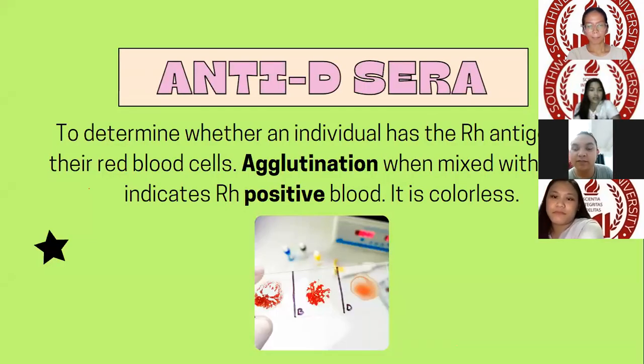To determine whether an individual has the Rh antigen on their red blood cells, aggregation when mixed with blood indicates Rh positive blood. These sera are crucial components of blood typing tests, helping to identify the presence or absence of a specific antigen on the surface of red blood cells.